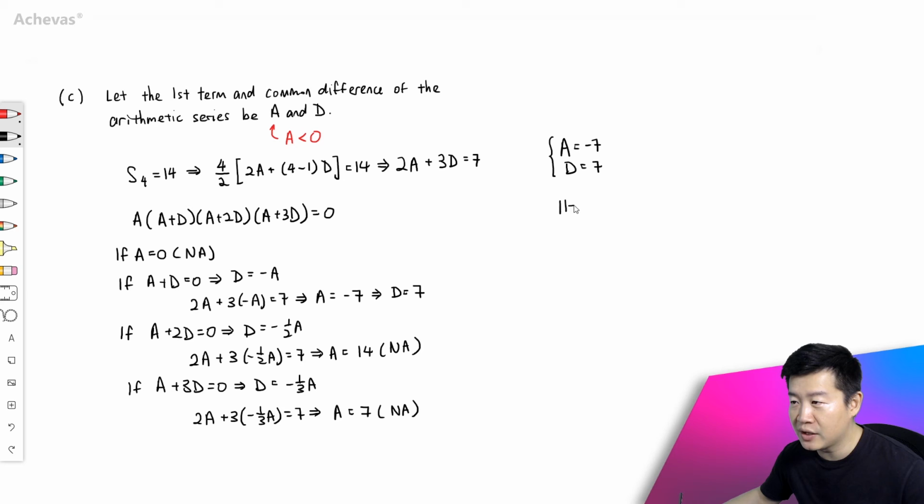So the 11th term of this arithmetic series will be a plus 11 minus 1 times d, which will be minus 7 plus 11 minus 1 times d. d is 7. So the 11th term is going to be equal to 63.